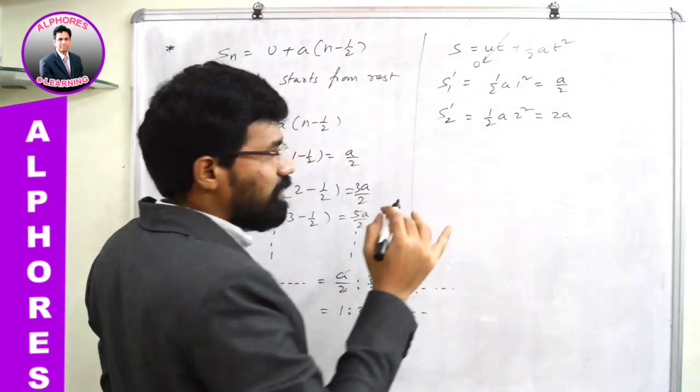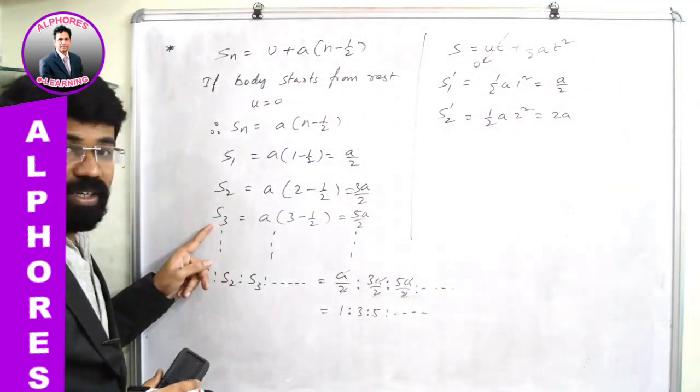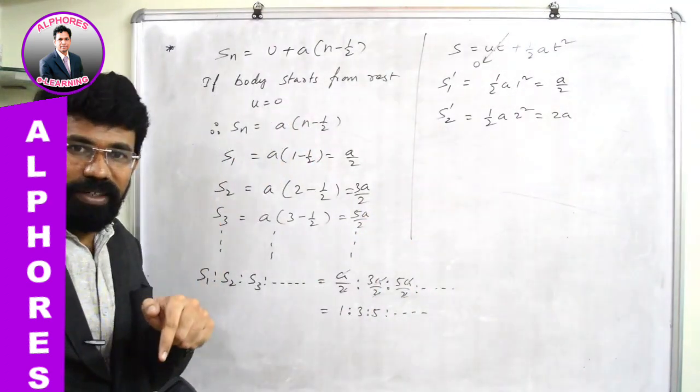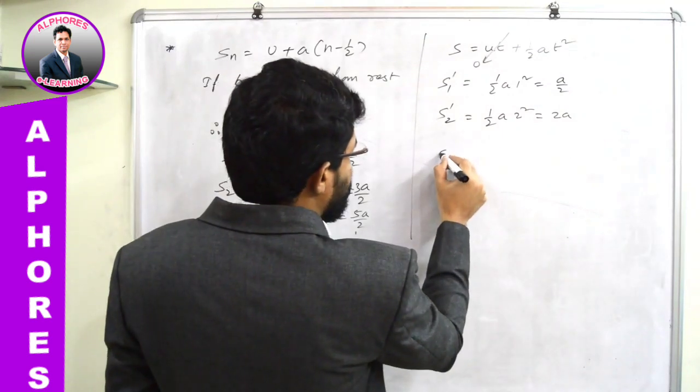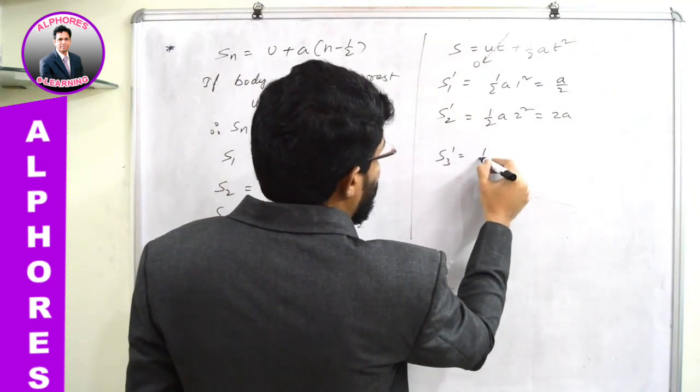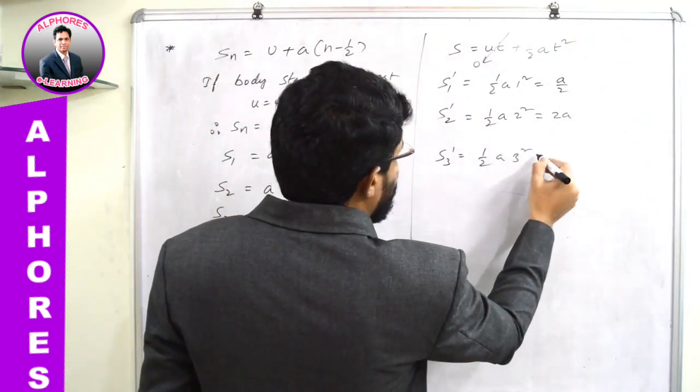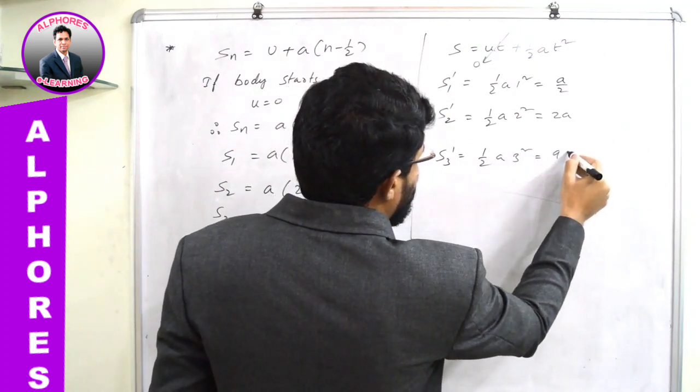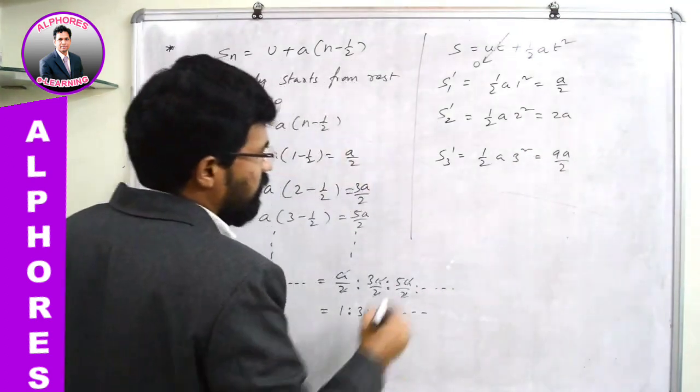Distance traveled in 3 seconds, and here what is this? Distance traveled in the third second. So distance traveled in 3 seconds is what? Half a into 3 square. What will you get? 9a by 2. Okay, and so on.